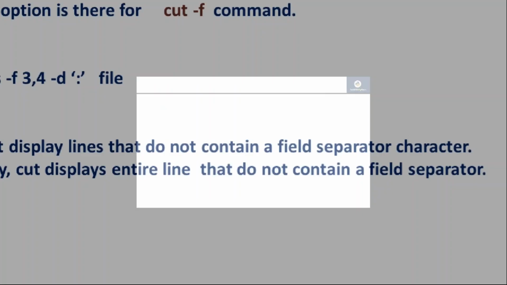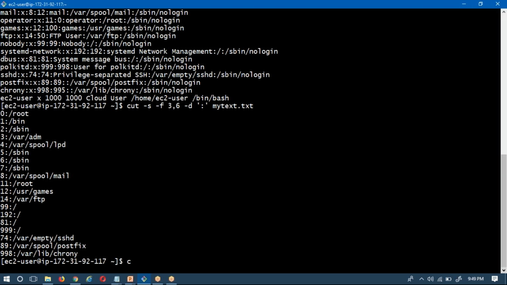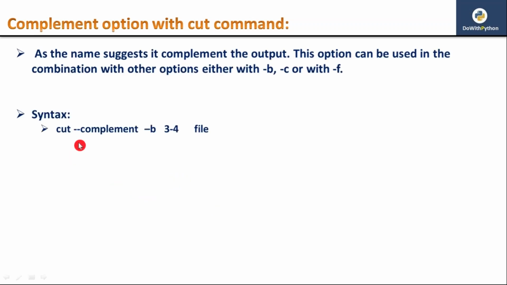Okay. Then next thing is the complement option with the cut command. Suppose, see, if I am using this data, it is printing your fields 3, 6. In case you go with this one, it is printing data bytes from 4 to the ending. Other than this, if I want to print the rest, just use the complement option in your cut command, hyphen hyphen complement. Without this complement it will print 3 to 4.